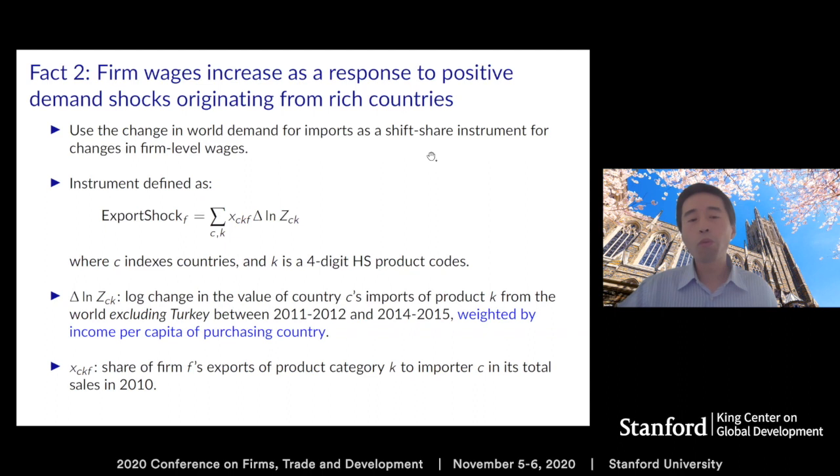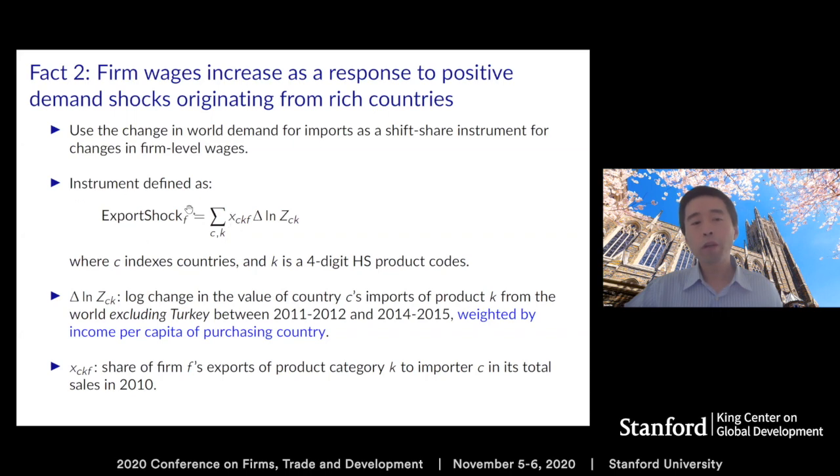And more importantly, what we're doing here is weighting this shift by the income per capita of the purchasing country. It turns out that is very important, because you would imagine when Turkey is exporting to Germany, these customers might demand disproportionately high quality products compared to when Turkey is exporting to a country with lower income per capita.